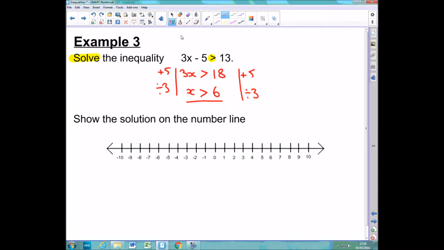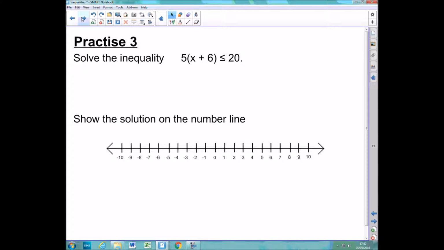Now it might ask you to show this solution on the number line. Now x being greater than 6 is going to be a clear blob, and greater than means I need to point up the number line. So that is my x is greater than 6 shown on the number line.